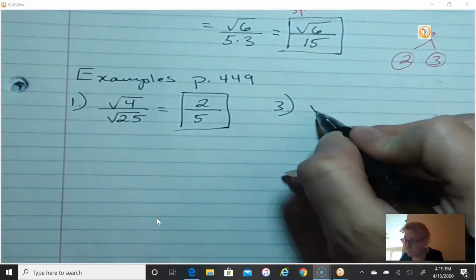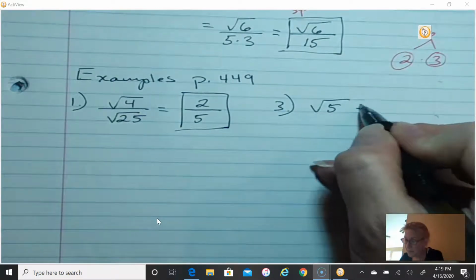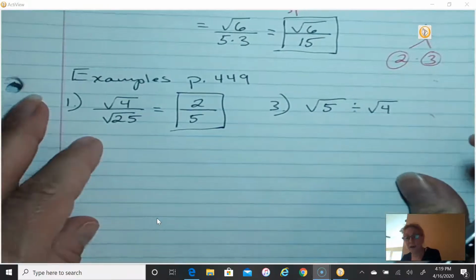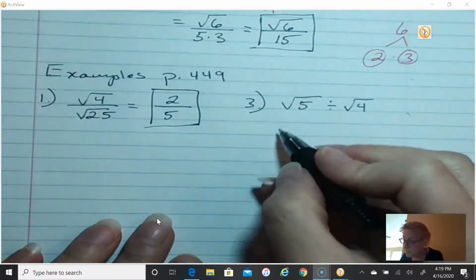Number 3. I had the square root of 5 divided by the square root of 4. Rewrite it as a fraction.